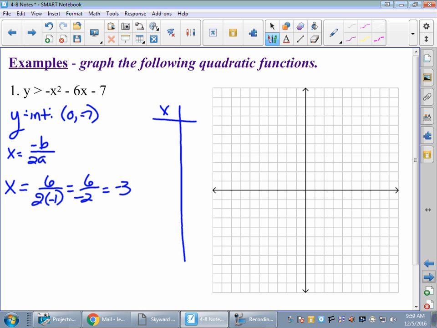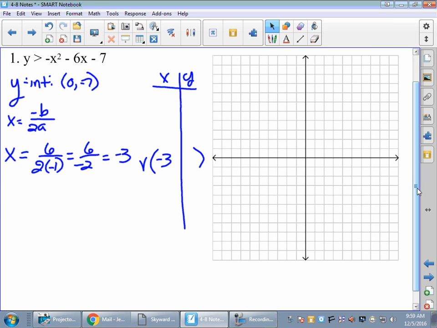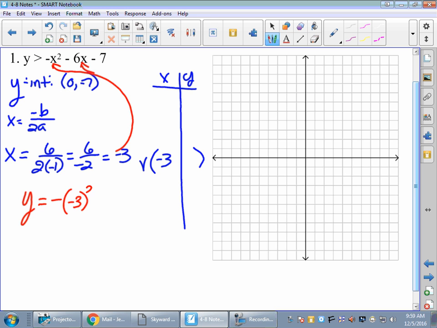Now, you don't have a graphing calculator at home. I don't have one here. So if we didn't, I want to show you by hand how you figure out the rest. So we got to calculate the y value of my vertex. So we simply take this negative 3 and we plug it in to x in the equation. So y equals, now be careful, the negative out in front of the x squared is the negative of the function, parentheses, then negative 3 squared.